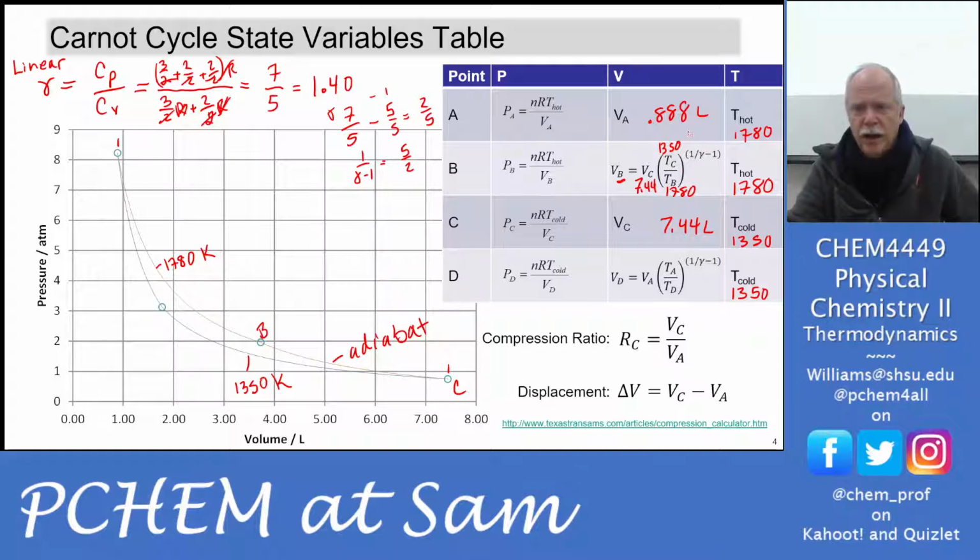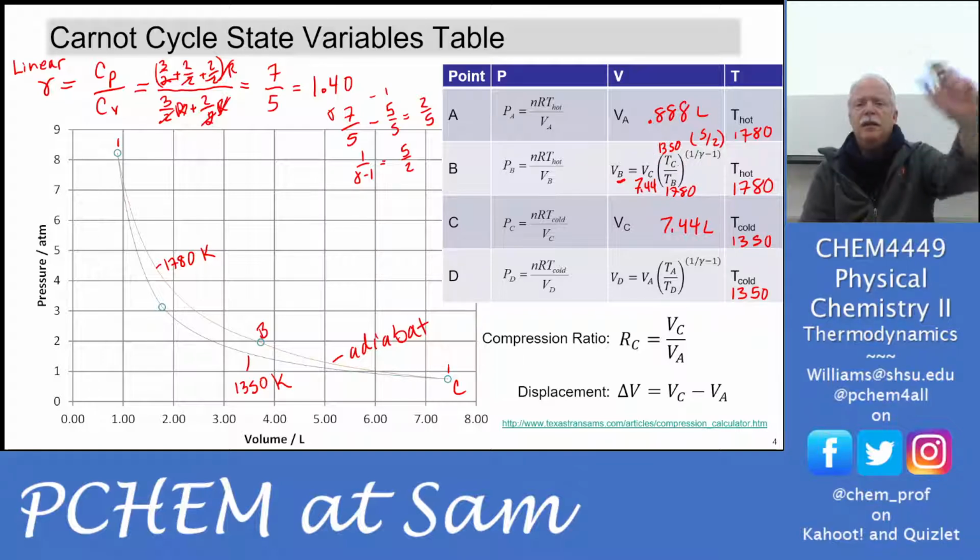And so then this power here was 5 over 2. So does everybody see all the numbers? We have 1350 over 1780. You could do the y to the x key and put in a 5, and then you could take the square root, and then you get that fraction. You multiply that by 7.44, and then you get the volume B.